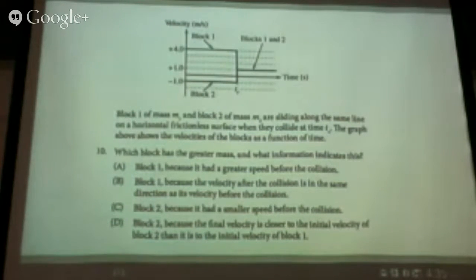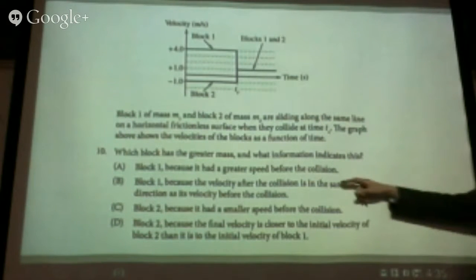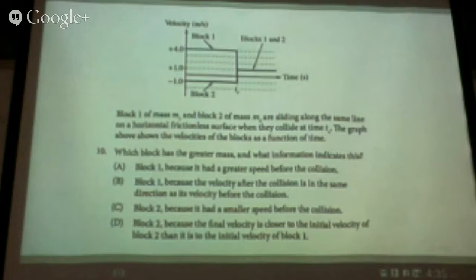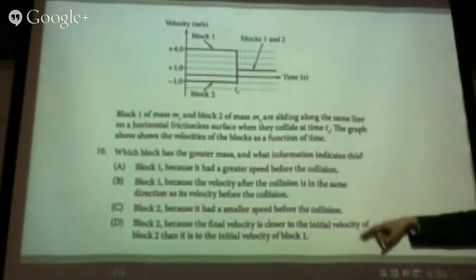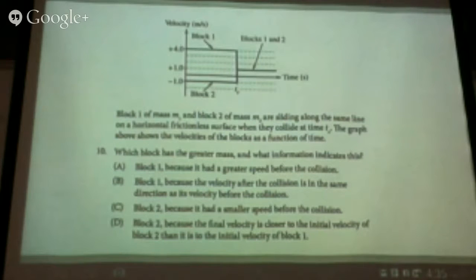Block 1 has the greater mass because it has the greater speed. Ah, yes, because things that are bigger have to move faster than things that are smaller. No. B is legitimately something that somebody might pick here, but between B and D, it's got to be D. It's at least a sensible answer, just wrong.